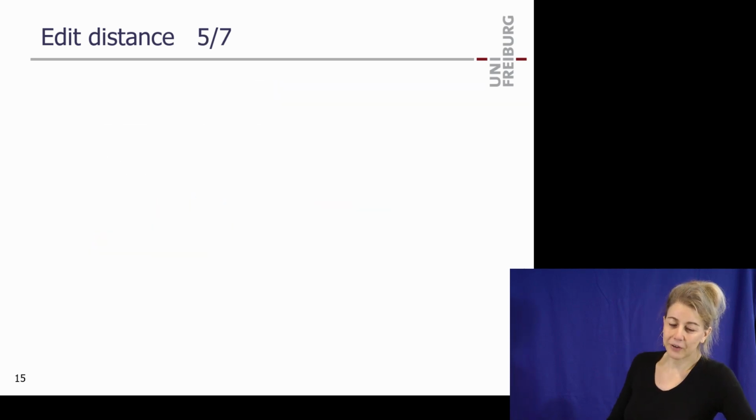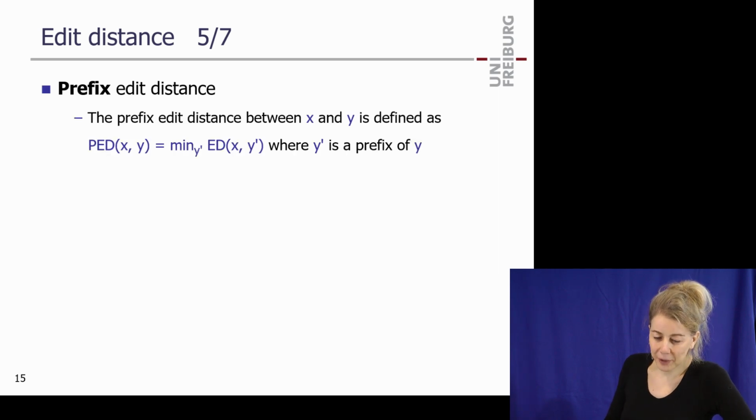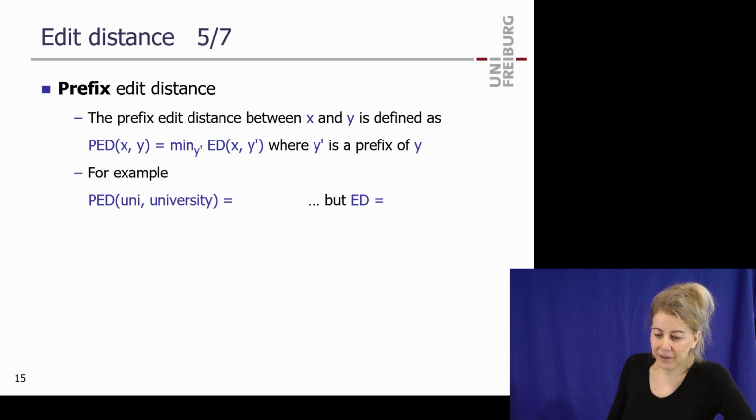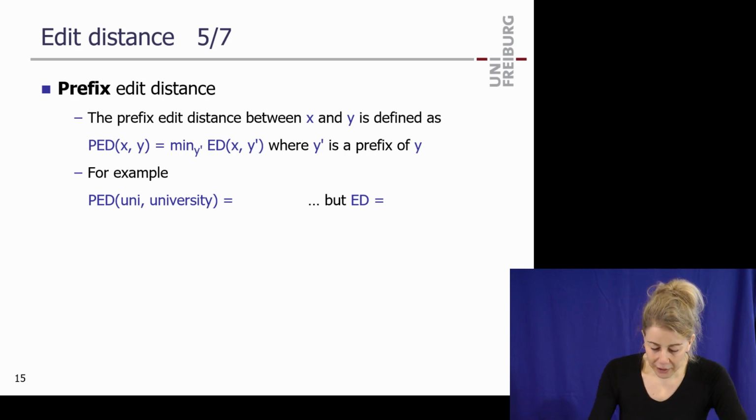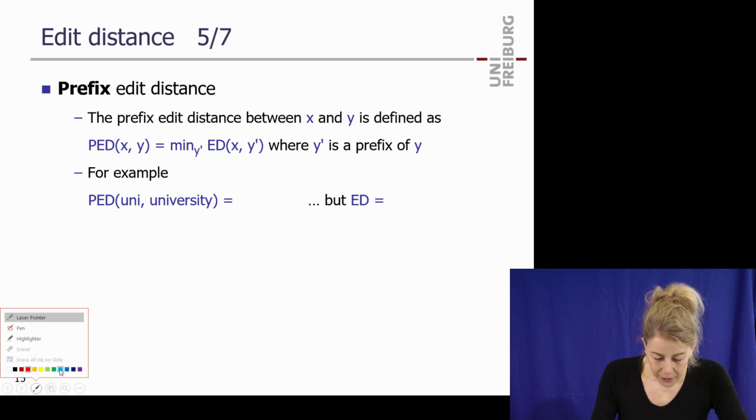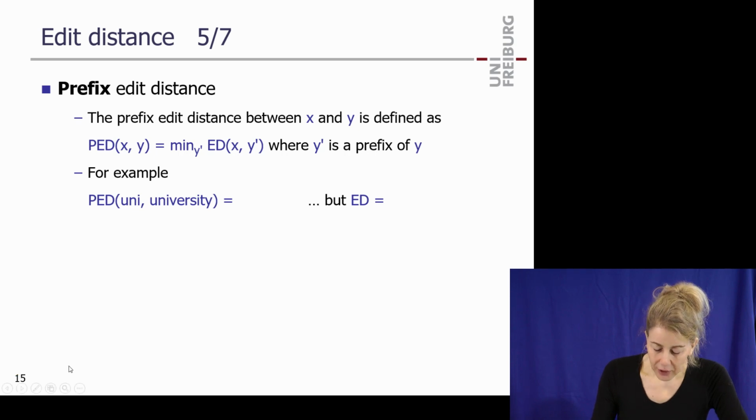Prefix edit distance, that's what we are doing today. This is defined as, so here's an example. Let me explain it by example, and then we see how we compute it. First, what's the edit distance between these two words? Not prefix edit distance, but what we have seen before. What's the edit distance between uni and university?